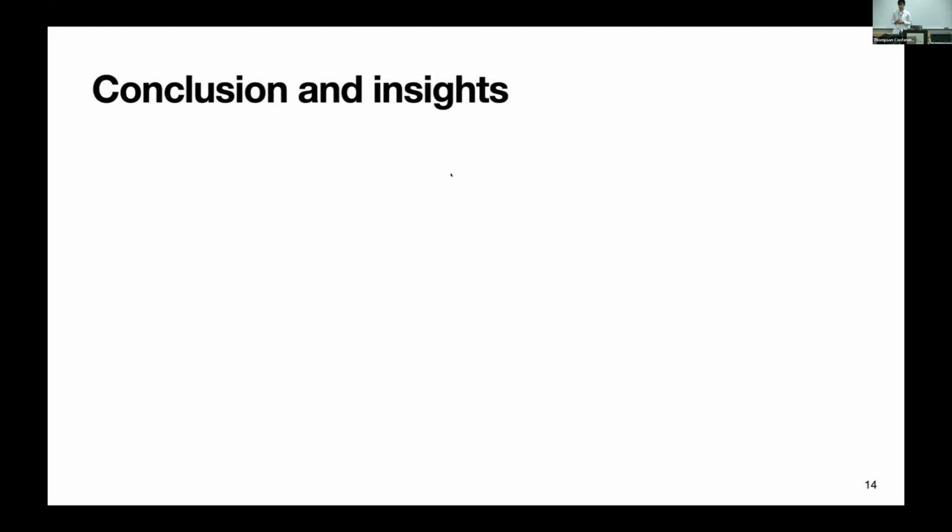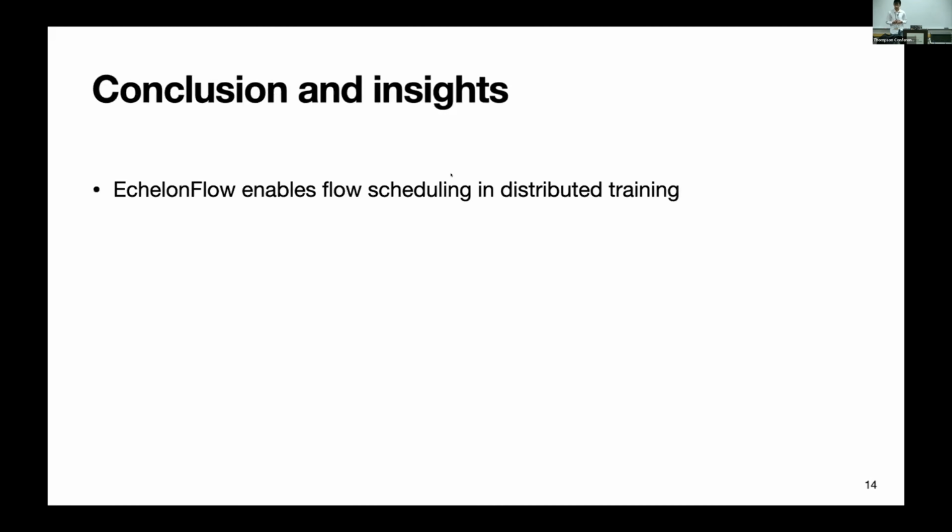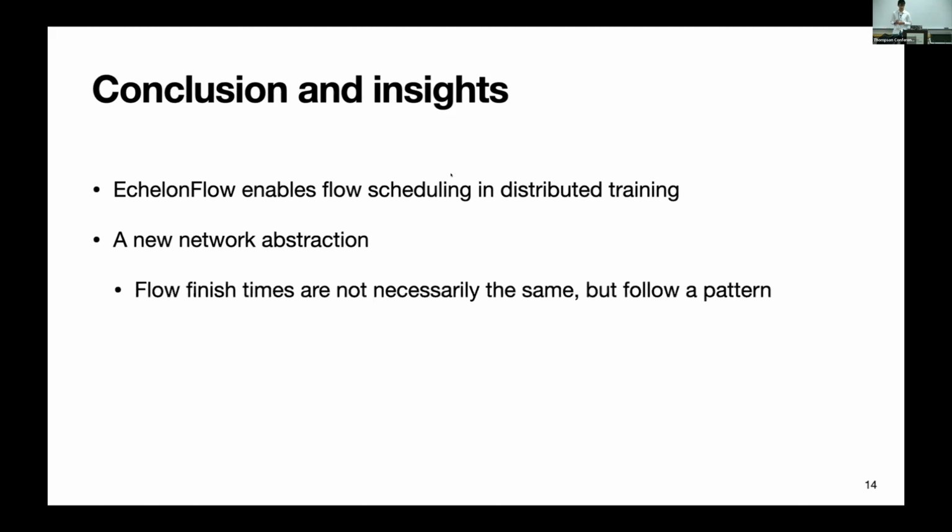So to conclude, echelon flow is a generic network abstraction for diverse distributed training paradigms. Key to it is an arrangement function that describes the flow finish patterns for higher training efficiency. Through this paper, we hope to encourage the community to do a better job at integrating machine learning systems and network management so that we can manage the networks more proactively instead of reactively.